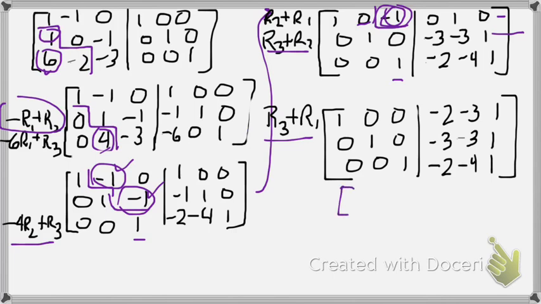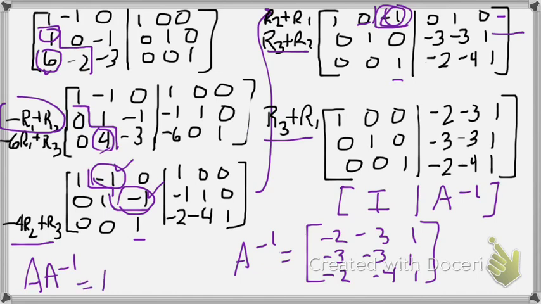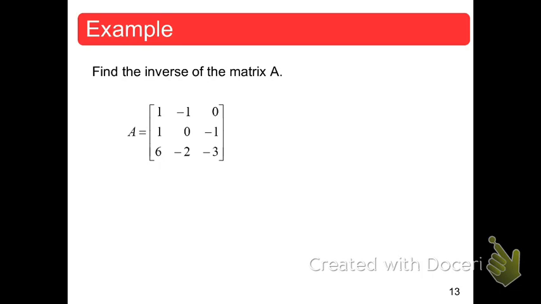Now what do we notice? We're left with the identity matrix. Since we were able to get our A into the identity matrix, we can say that the resulting matrix on the augmented side is A inverse. So our A inverse is equal to the matrix negative 2, negative 3, 1, negative 3, negative 3, 1, negative 2, negative 4, 1, and you can check this by multiplying A times A inverse and A inverse times A, and you should indeed get I3. So we have completed finding the inverse of this matrix A.